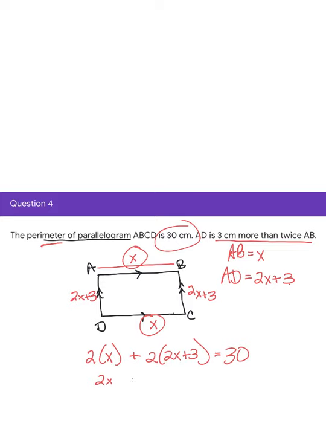So you simplify. Don't forget to multiply the 2 times both of these values inside. And then you solve. From here you can solve for x. Once you have your x value, you can plug it back in to find the length of AB, which is going to be your x value, or plug it into this expression to find the length of AD.